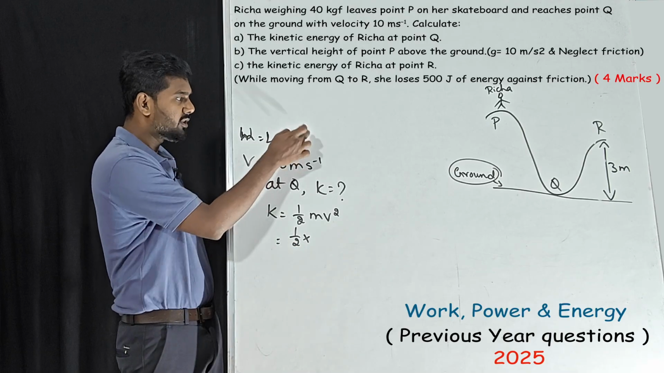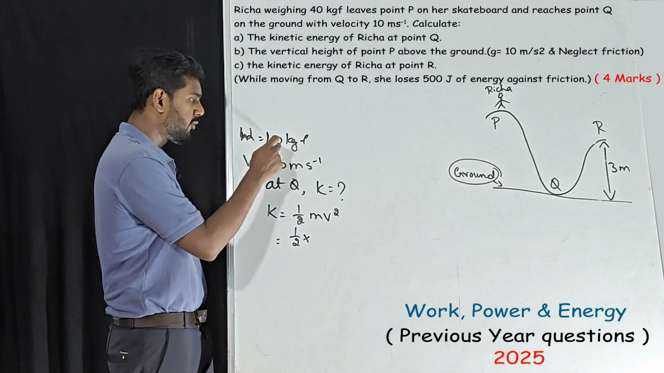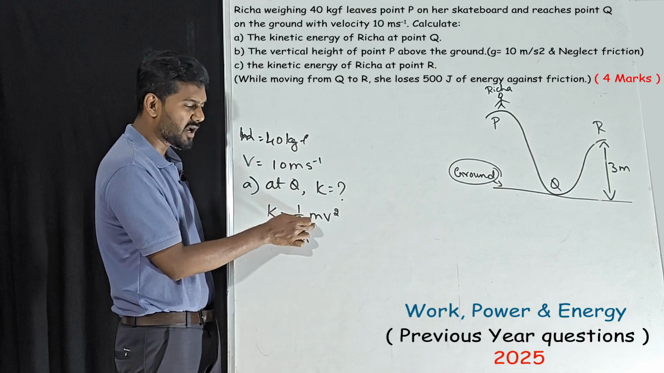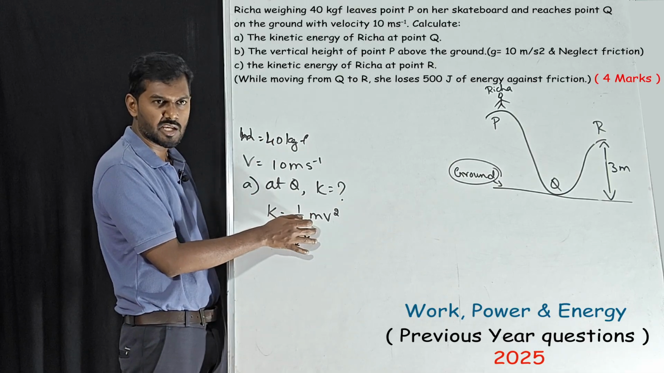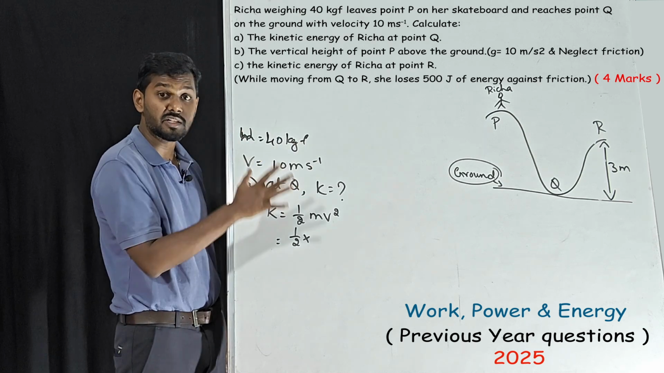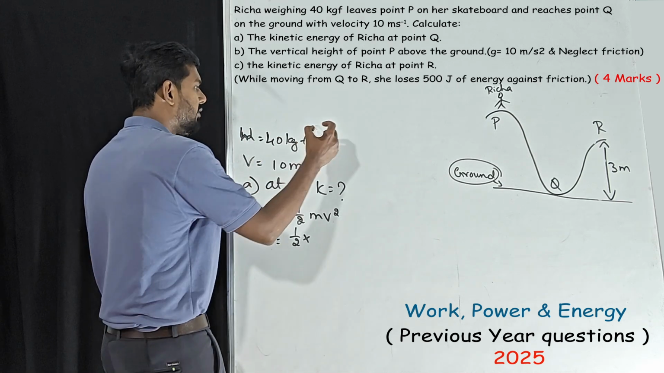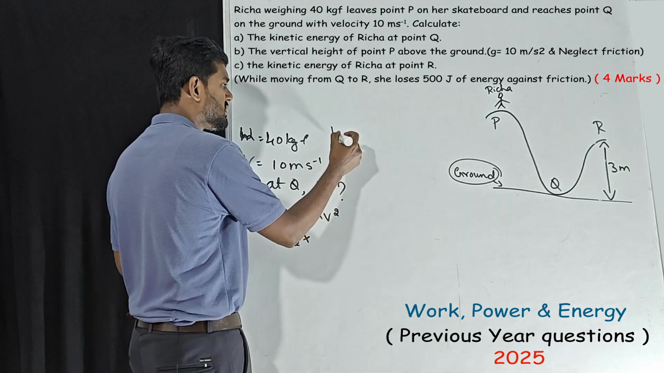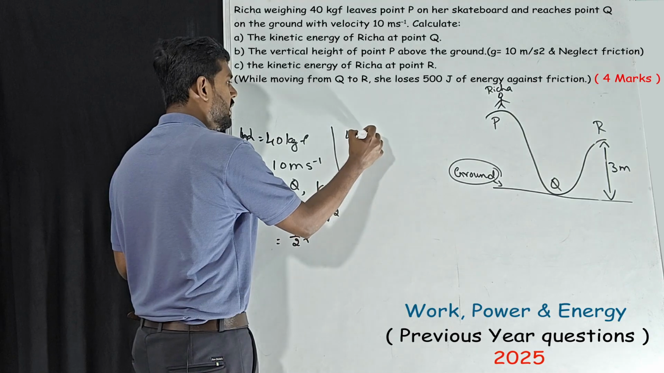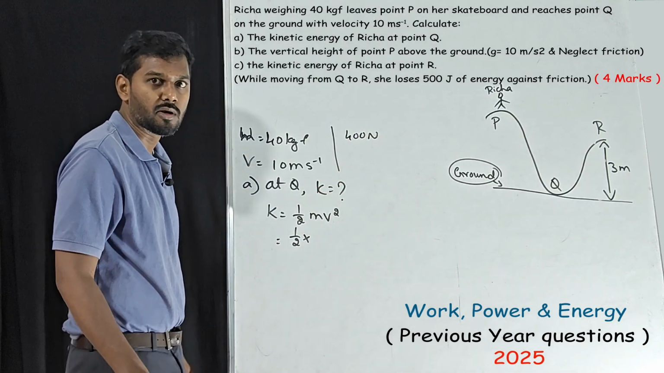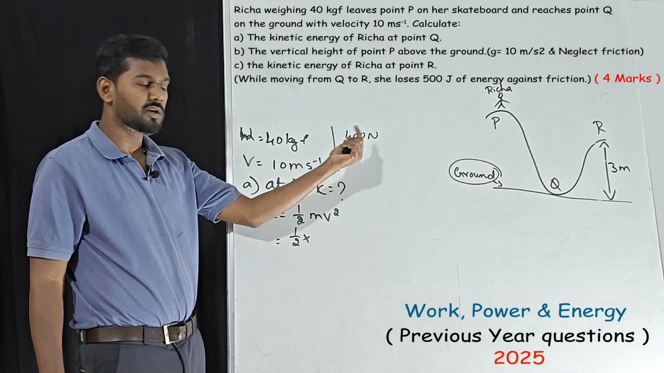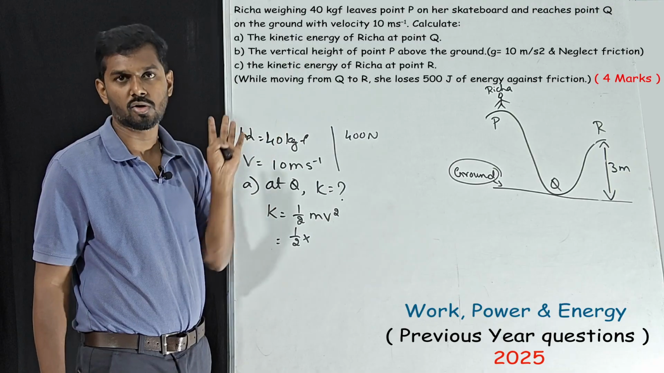So first you need to know whether they are in SI units or not. 1 kg is equal to 1 kgf. Mass is nothing but kg, correct? Unit is kg. So 40 kgf, in this case it works. Sometimes what if it is given as Richa's weight as 400 Newton. If it is 400 Newton and you substitute here, everything is wrong.